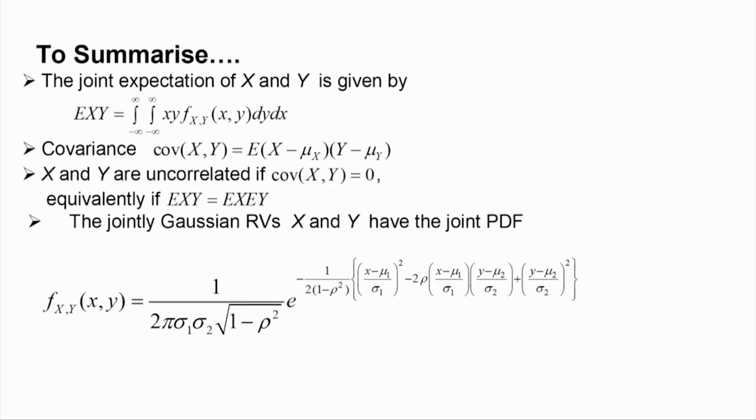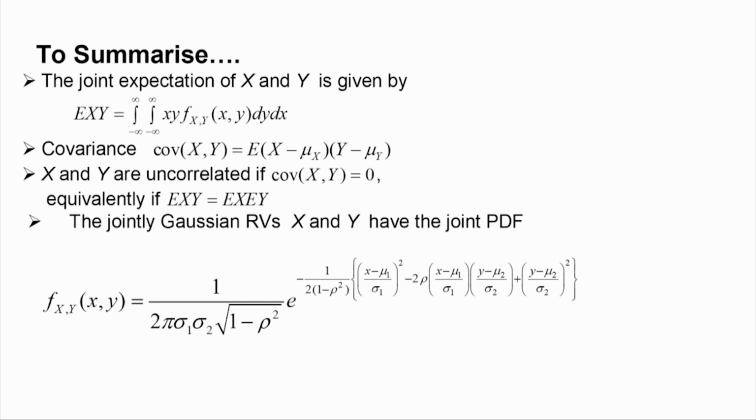We also talked about joint expectation. The joint expectation of x and y, E of x y, is the integration from minus infinity to infinity, from minus infinity to infinity, of x y into the joint PDF, dy dx. So, this is the double integration of the product of x y and the joint PDF. This E of x y is an important quantity. It partially describes the random variables x and y.